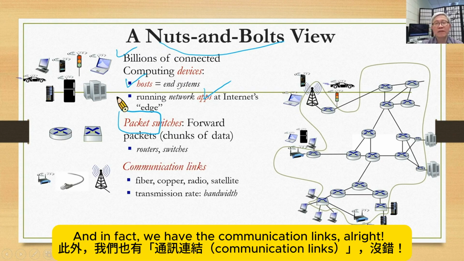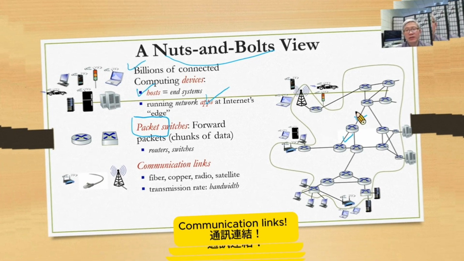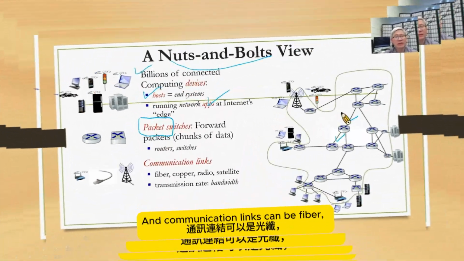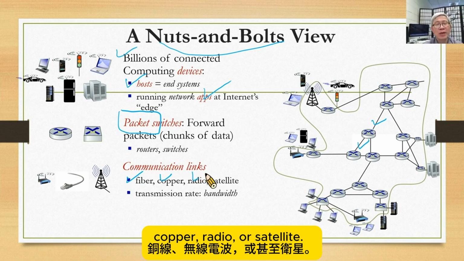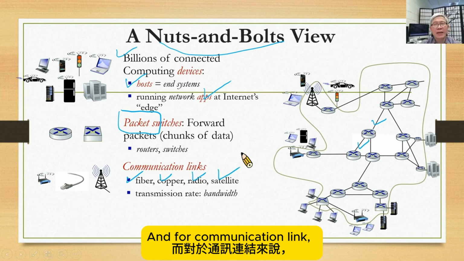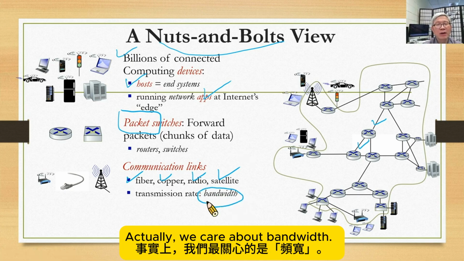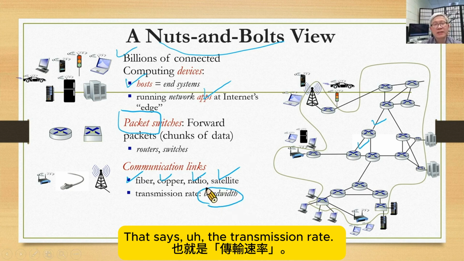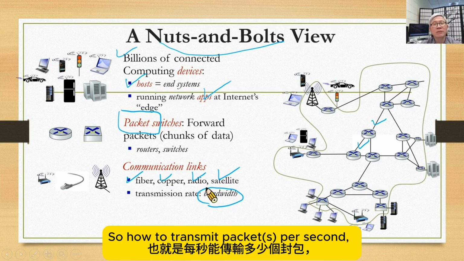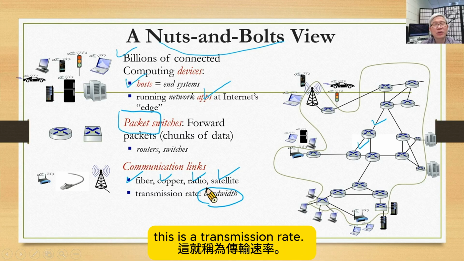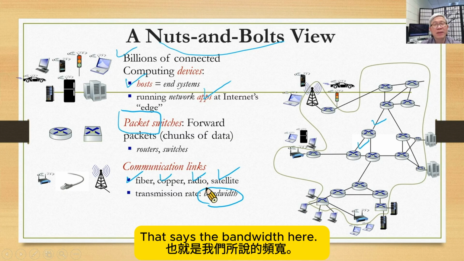And in fact, we have the communication links. Communication links can be fiber, copper, radio, or satellite. And for a communication link, what is the main concept? Actually, we care about bandwidth. That says the transmission rate. So how to transmit packets per second. This is the transmission rate. That says the bandwidth here.